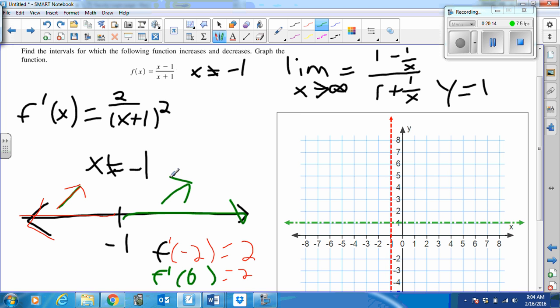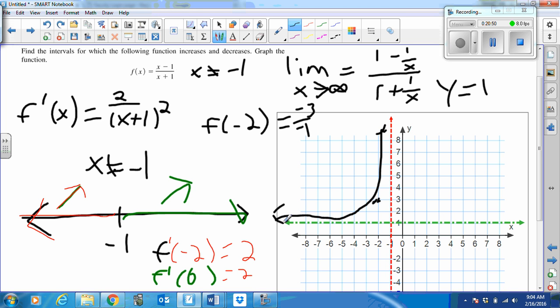So now let's figure out, when we plug these points into our original function, what we get. If I plug in f of -2, then we're going to get -2 minus 1 is -3, over -2 plus 1 is -1. So we get the point -2, 3. And we know it's increasing. So what this is showing me is we have these asymptotes, we know it's increasing, and so it's going to be doing that for that branch of it.